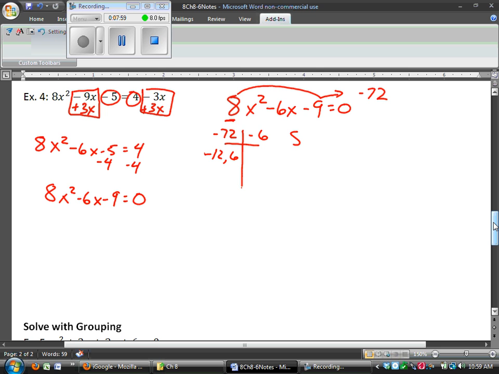So let's write it out, all four terms. 8x squared. Then we have minus 12x. Then we have a plus 6x. Then we have a minus 9. And that all equals 0.